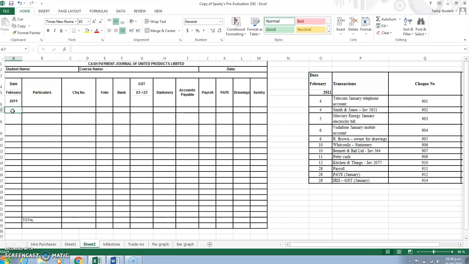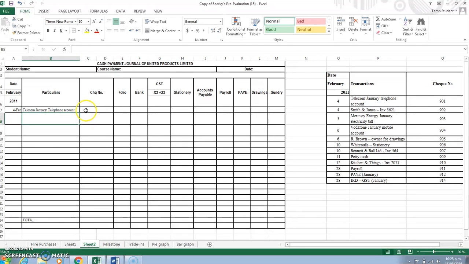Okay, so the date of the transaction is the 4th of Feb. Okay, February. I'm just going to press tab, and the transaction particulars. So it's basically Telecom January telephone account, and I'm just going to open up column B a bit. Okay, our check number, and we can see here that our check number is 901. Awesome. So we're just going to leave our folio out. We won't put anything in this column here. So we're just going to go straight to our bank column.